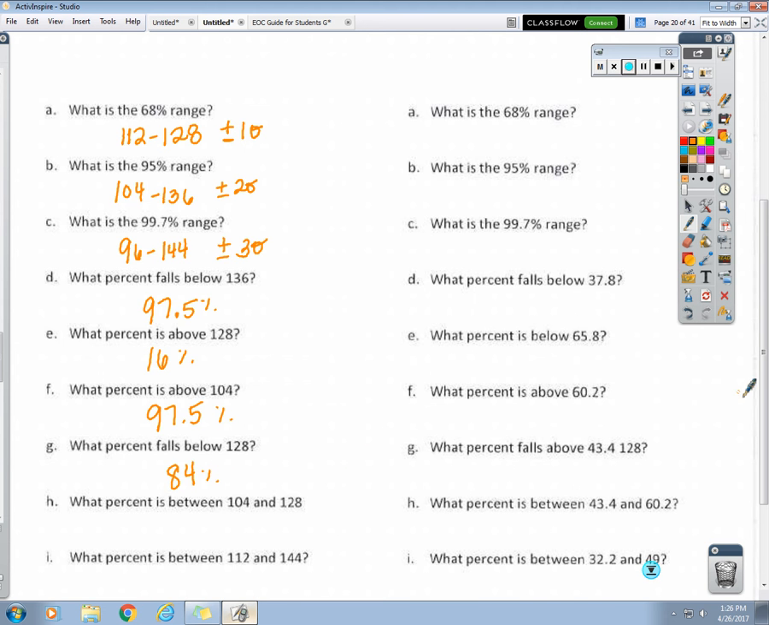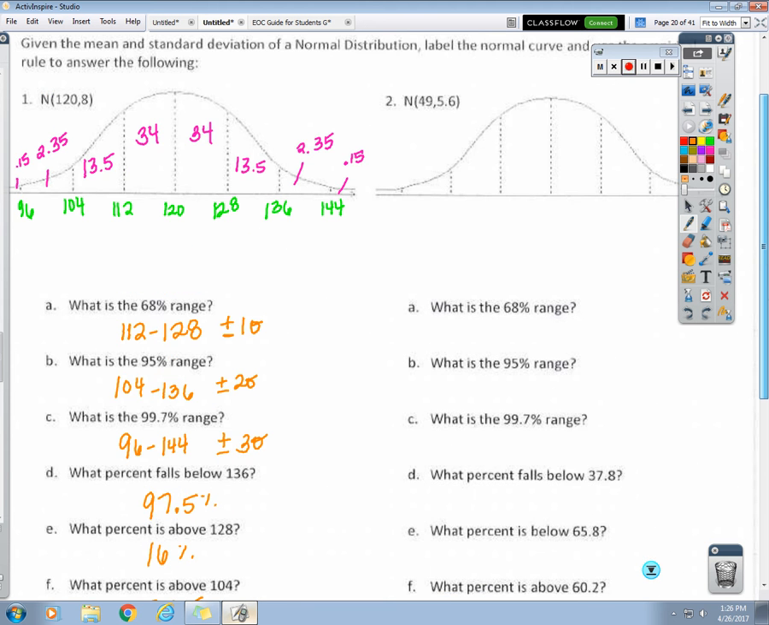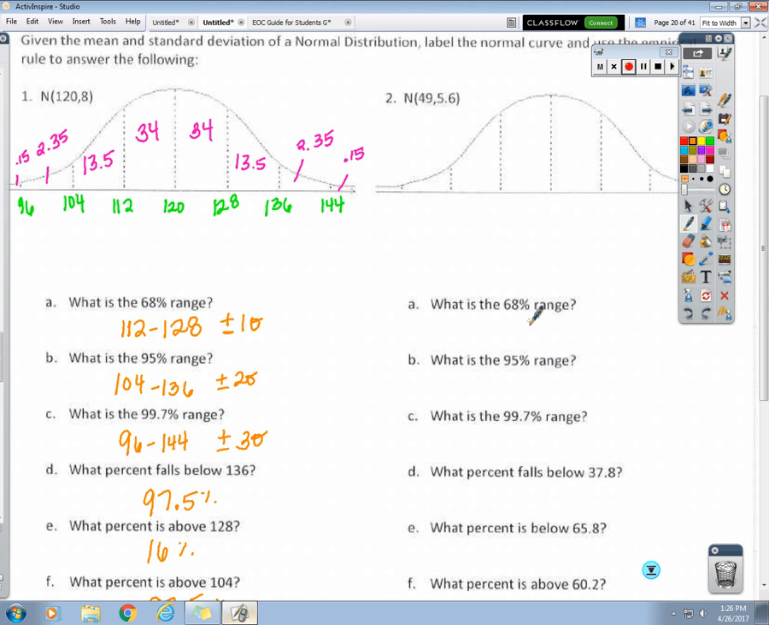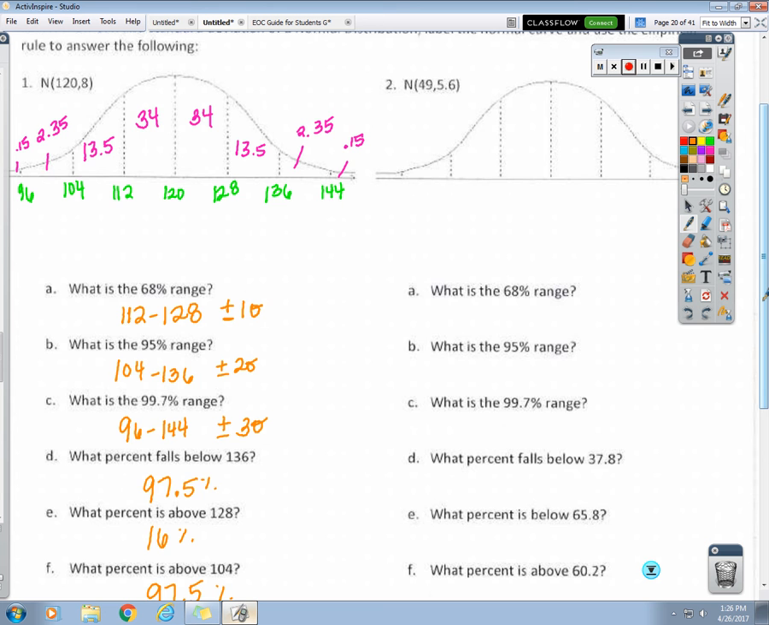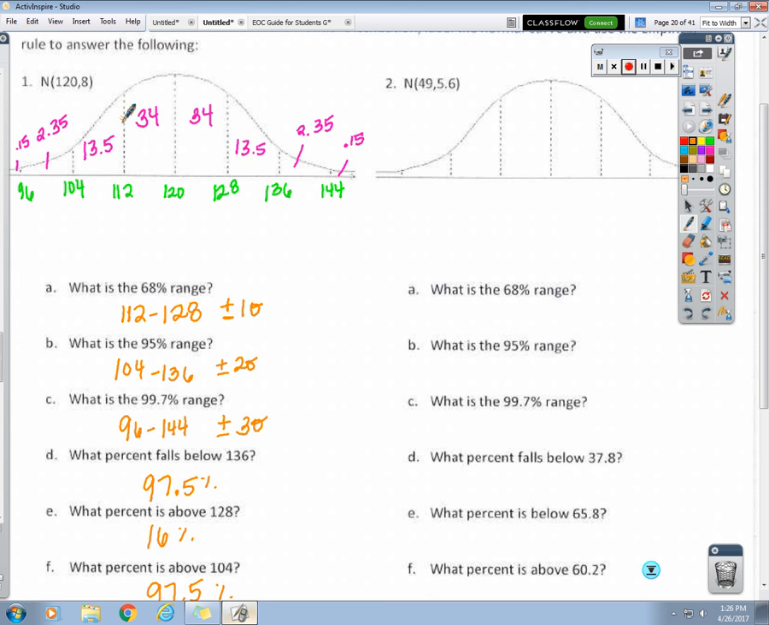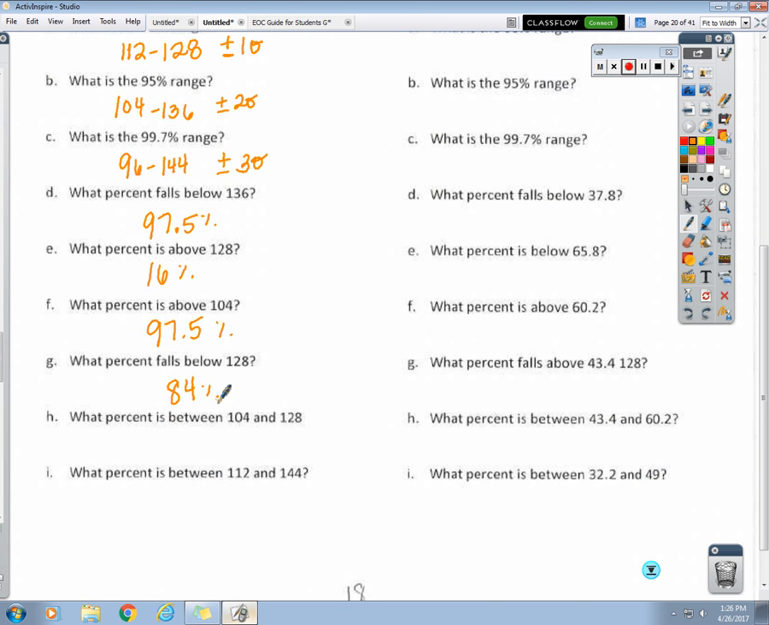What percent is between 104 and 128? Well, it's 68 plus 13.5, which is what? Add it again. I got something different. 81.5, because it's 34 plus 34 plus 13.5. So 81.5.